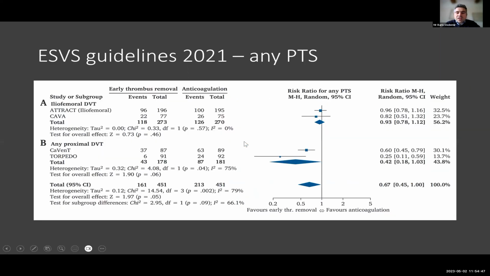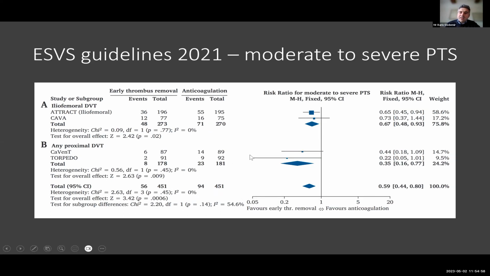And this is because when we meta-analyze the trials that have looked at this, there is evidence that we prevent post-thrombotic syndrome, particularly the more severe, moderate to severe forms of post-thrombotic syndrome. So if you have a patient with an iliofemoral deep vein thrombosis, you should consider referring on to a vascular service that can provide these sorts of interventions, or at least discussing these patients.